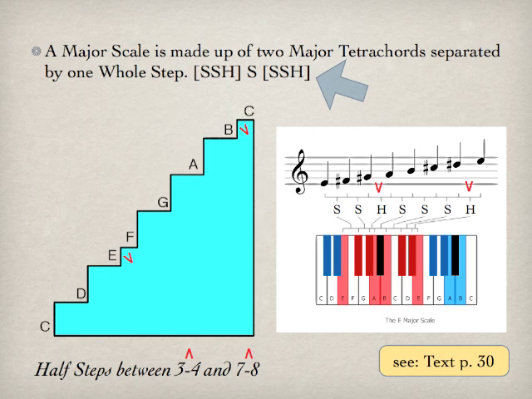So if you put those 2 tetrachords together, you'll have a C scale. C, D, E, F is the lower tetrachord. G, A, B, C is the upper tetrachord. A major scale is made up of 2 major tetrachords separated by a whole step. So the formula for a major scale, which I think is going to be on the quiz, is step, step, half step, step, step, step, half step. We have half steps between scale degrees 3 and 4 and 7 and 8 for major scales.